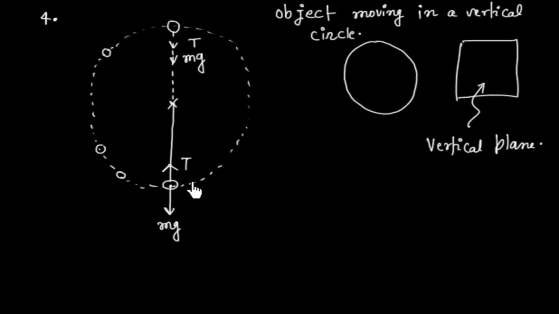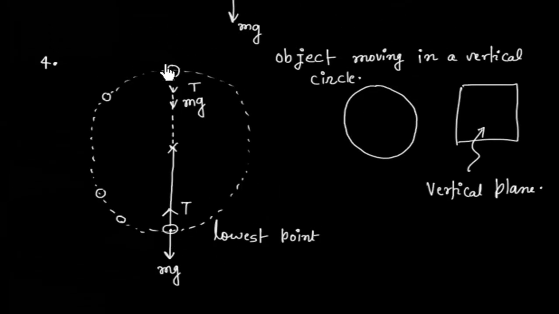Important point, if you see the lowest point, tension and mg are both in opposite directions. But if you see the highest point, that is the top point, tension and mg are both acting in the same direction. So this is another important point we have here.